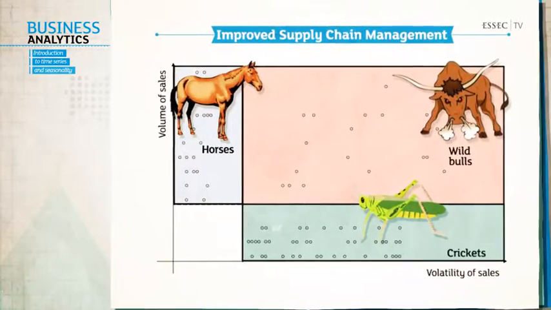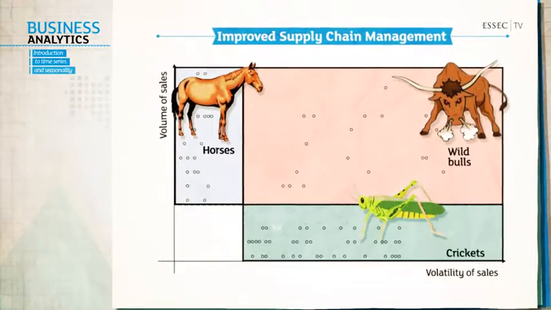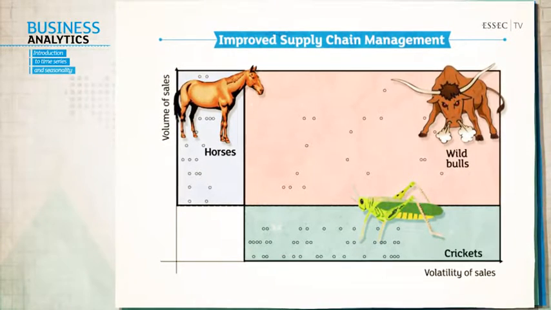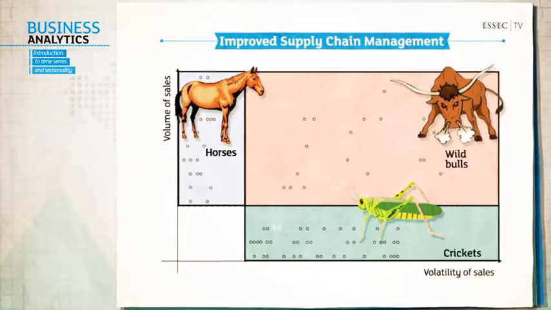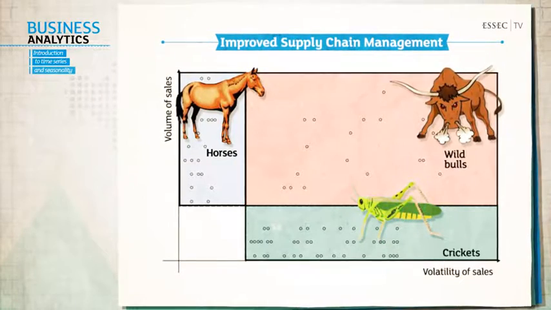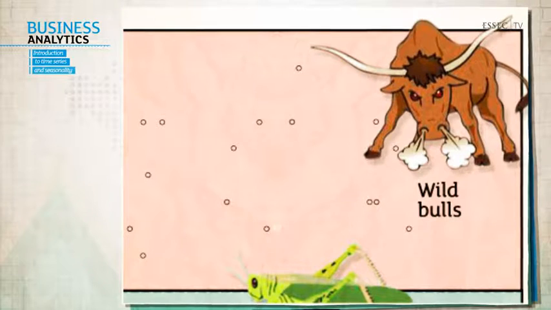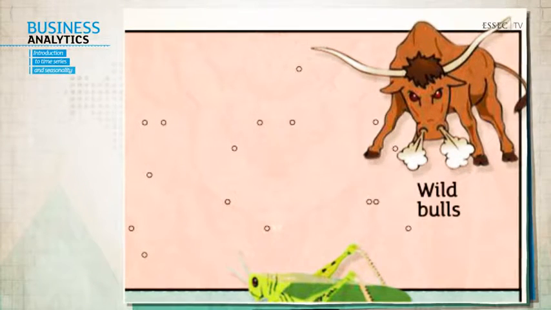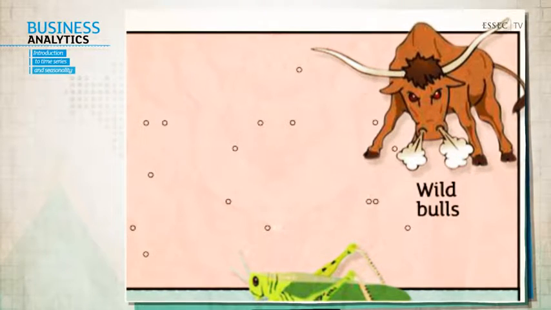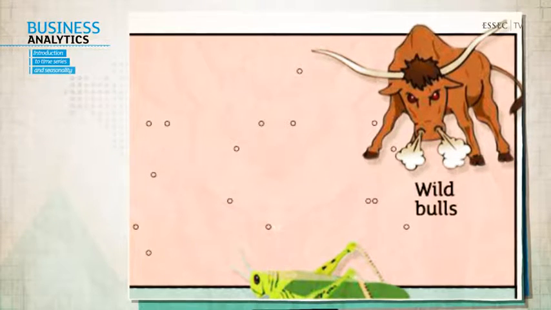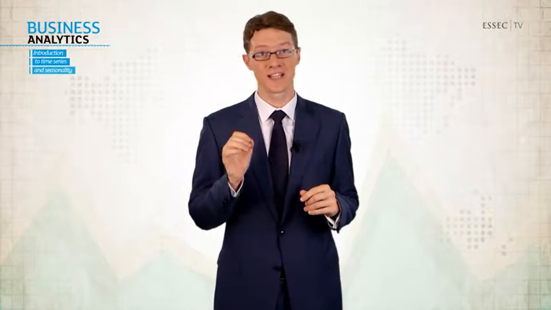Let's retake the first example of this training, where we had different SKUs with different volumes of expected sales and variabilities. Anticipating the production was an issue, particularly for the wild bulls, where we expected large sales, but we also knew that those sales could be highly variable. Hence we said that you should treat them on a case-by-case basis. Let's do it. And let's take a specific SKU to try to understand it better.